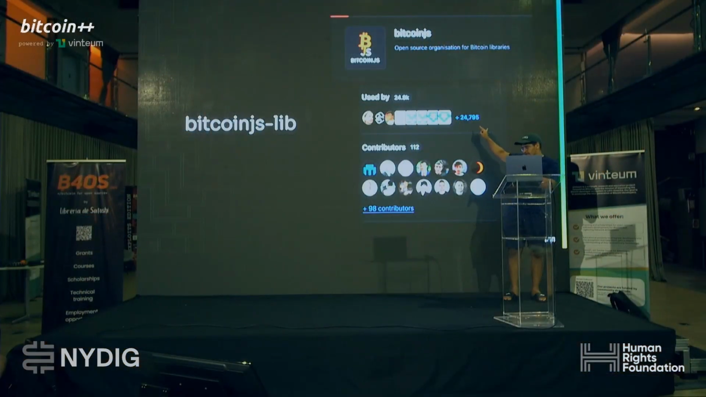Tether is one of the main users of the BitcoinJS lib. Cardano also uses it. I don't know why, but Cardano, this shitcoin, uses it. And sorry if anyone here likes Cardano. But as you can see, it's a really widely used library. And that's it.